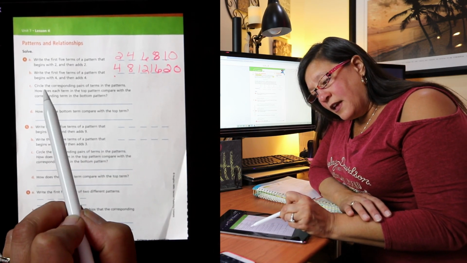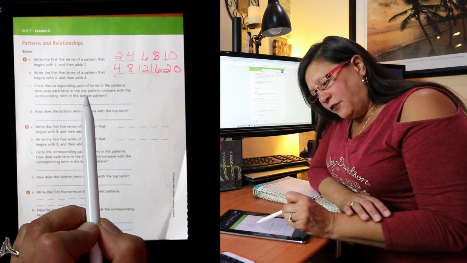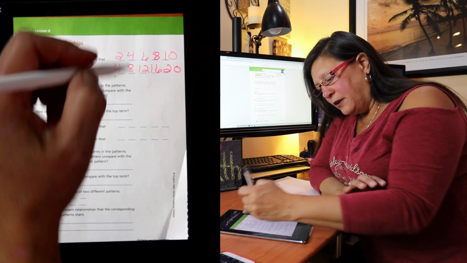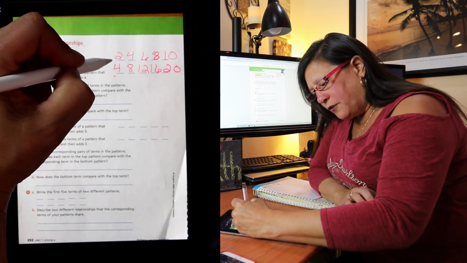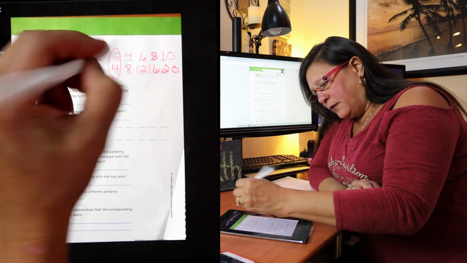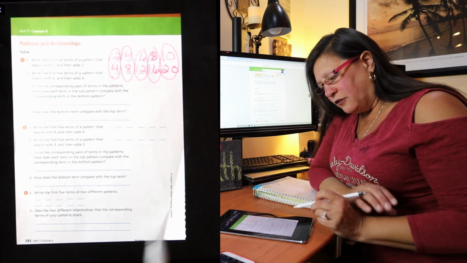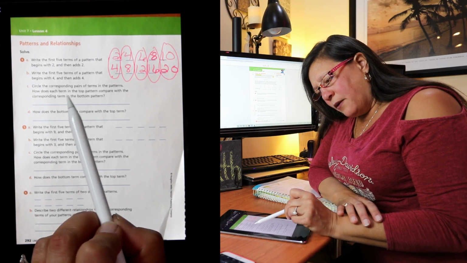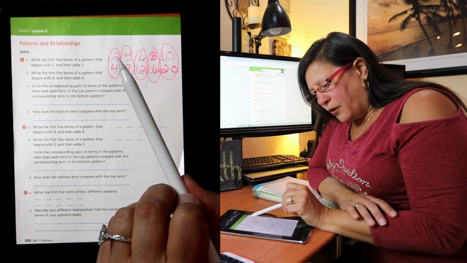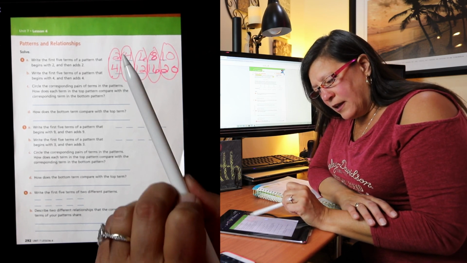Okay, C says, circle the corresponding pairs of terms in the patterns. How does each term in the top pattern compare with the corresponding term in the bottom pattern? So, first we're going to circle the corresponding terms. That means the top number and the bottom number. We're going to do that for each one. Then we're going to look at the relationship. Okay, how does the top pattern compare with the corresponding term in the bottom? Well, the top number is 2, and the bottom number is 4.